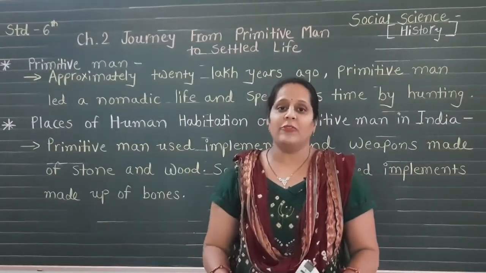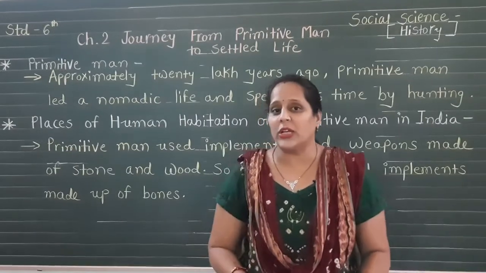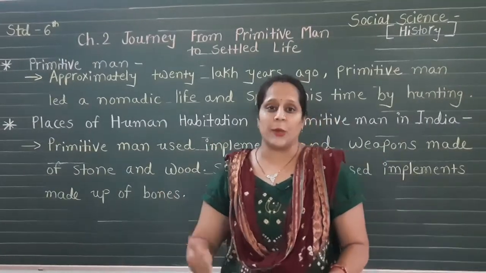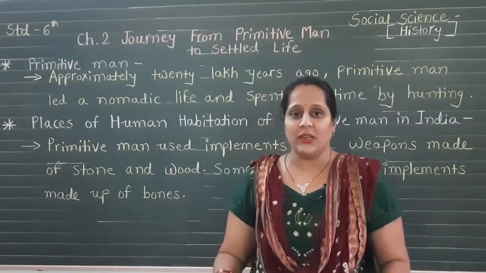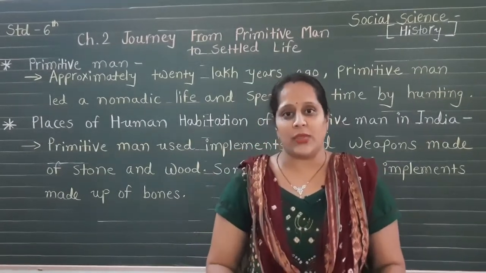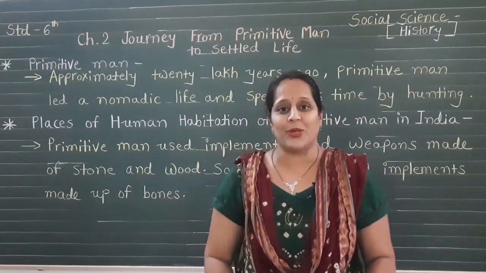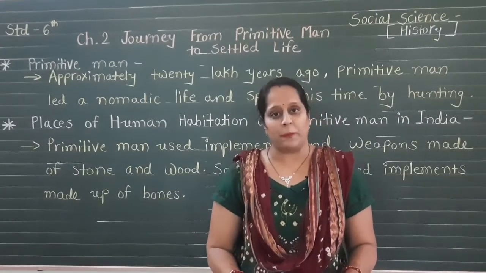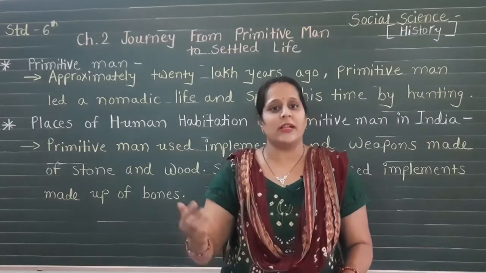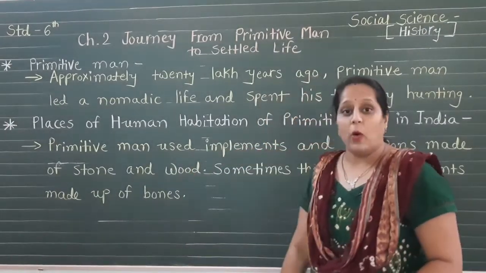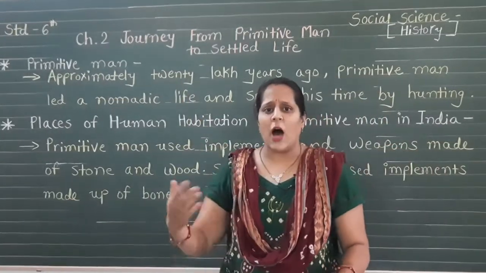In that chapter, we learned about different historical sources like Bhojpatra, Tadpatra, and different inscriptions. What is meant by inscription? In ancient times, people used different hard materials for writing. For example, stone inscriptions, metal inscriptions, copper plates, and coins are historical sources. Now, in this chapter, we study primitive man, means how they lived.